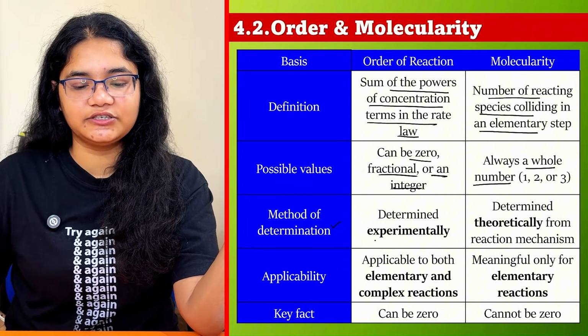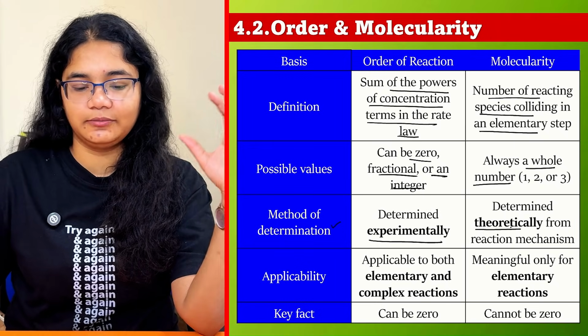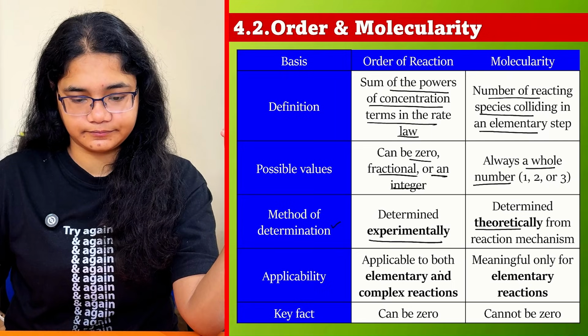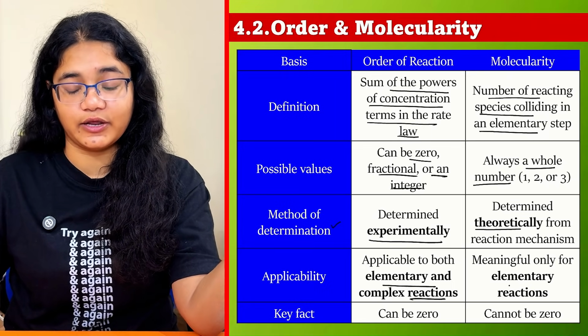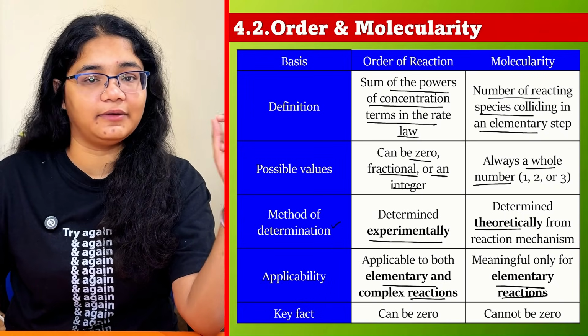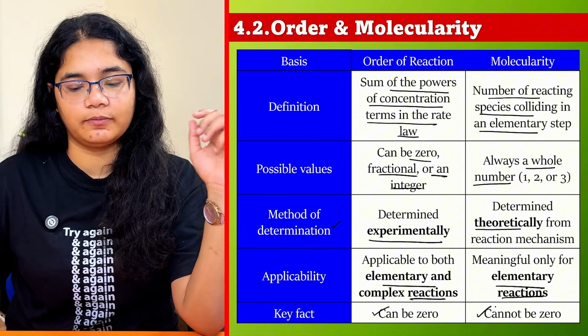Then the method of determination: order is determined experimentally, and molecularity is determined theoretically from the reaction mechanism. The application of order is for both elementary and complex reactions, and molecularity is only for elementary reactions. And one more important thing: order can be 0, but molecularity cannot be 0.